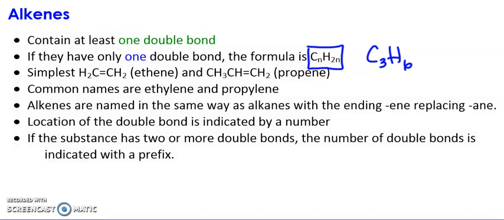Their common names are ethylene instead of ethene and propylene instead of propene because ethene and propene are slightly awkward to say. They're named in the same way as alkanes, but the ending instead of being ane is ene. The location of the double bond is indicated with a number, and your number of double bonds is indicated with the prefix. For example, if you have 2 double bonds, that would be diene in the middle there instead of just ene. If you had 3, it would be triene. You're not going to see this that often, but you might come across it.